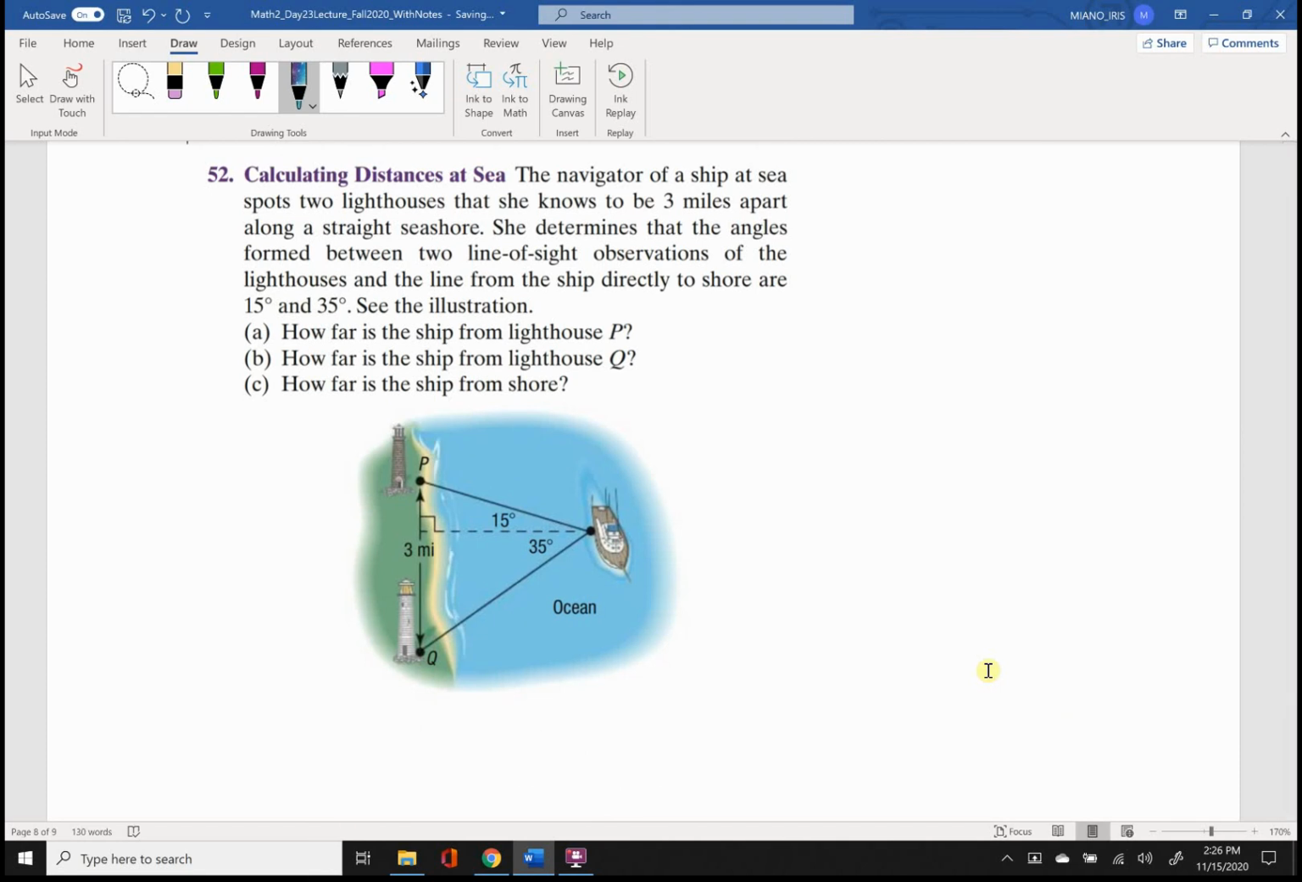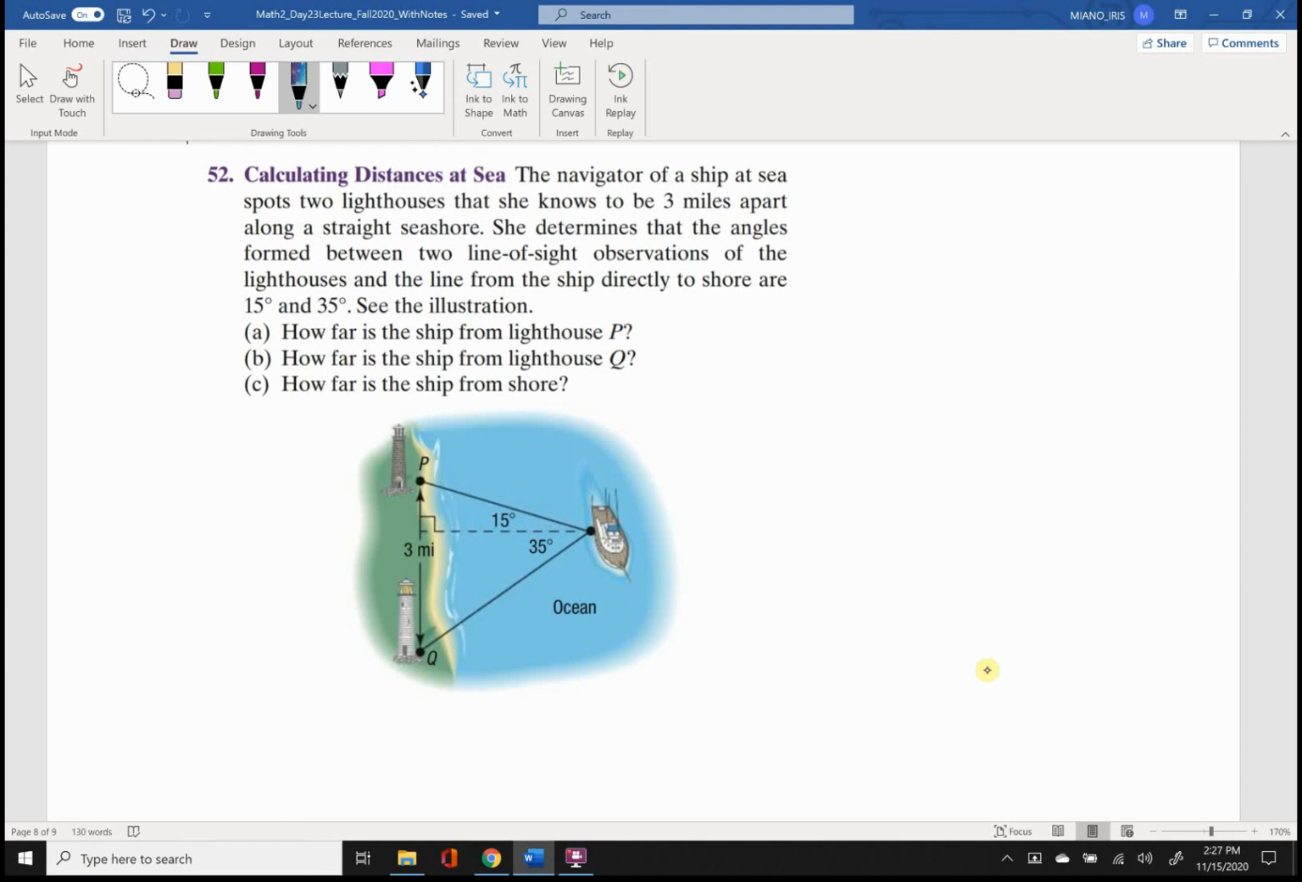We could certainly do more in class if you'd like, figuring out the distances at sea in this particular lighthouse scenario. So we have the navigator of a ship at sea spots 2 lighthouses that she knows to be 3 miles apart. So there's lighthouse P and lighthouse Q, and they're 3 miles apart, as we can see in the figure. Cool. Along a straight seashore, sure. She determines that the angles formed between 2 line-of-sight observations of the lighthouses and the line from the ship directly to shore are 15 degrees and 35 degrees, as indicated here in the figure as well, right?